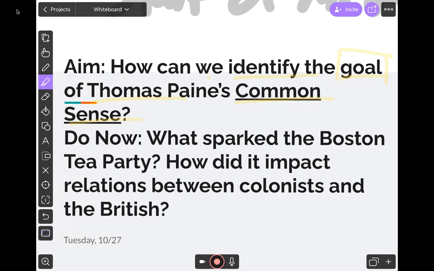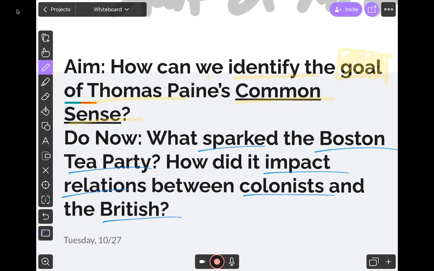Today we're going to be figuring out what is the goal of this text, and also looking into how this text illustrates the relationship between the British and the colonists. So before we get into Thomas Paine's Common Sense, we'll go to the Do Now. The Do Now for today asks: what sparked the Boston Tea Party? How did it impact relations between colonists and the British?